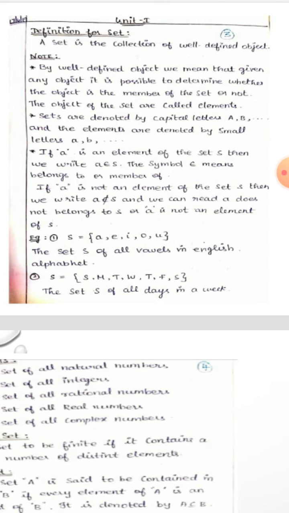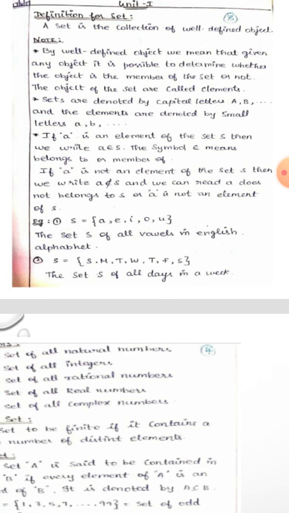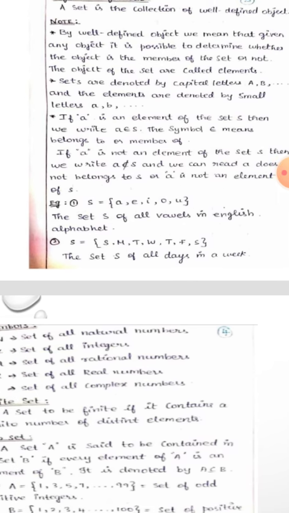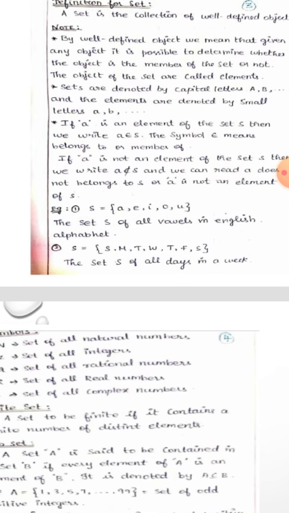And the second example, S is equal to the set of all days: Sunday, Monday, Tuesday, Wednesday, Thursday, Friday, Saturday. That is the set of all days in a week. So these are the examples for the set: the set of all vowels in English, and all the days in a week.